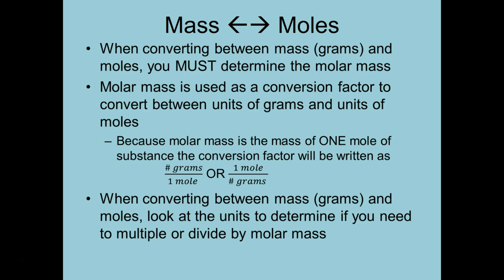This is because molar mass is the mass of 1 mole of something, so the conversion factor can be written either way. Either we can put grams on top and moles on the bottom, or we can put 1 mole on top with grams on the bottom. Now the number with the grams is going to be whatever the molar mass is, but it will always be 1 mole. When converting between mass, grams, and moles, you're going to look at the units to determine which way it goes. So this is going back to our dimensional analysis that we learned about first semester.